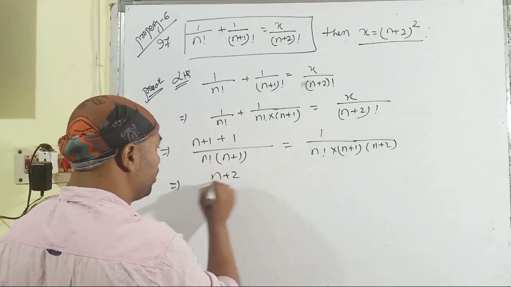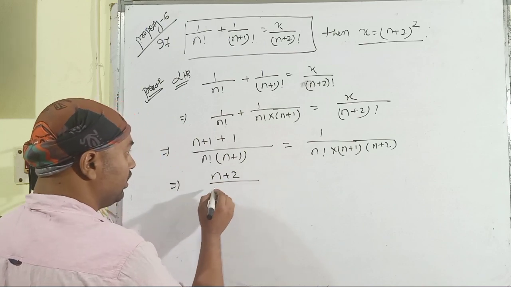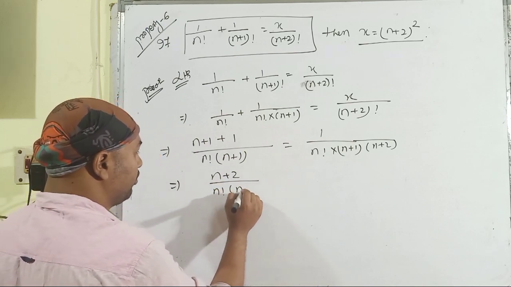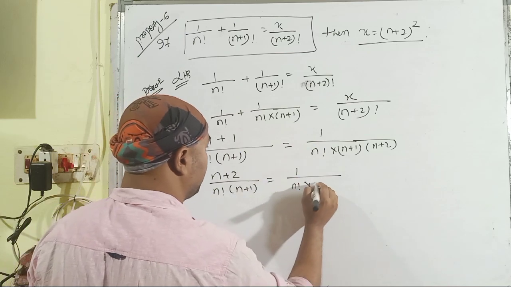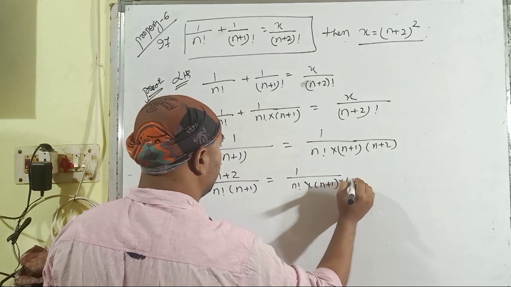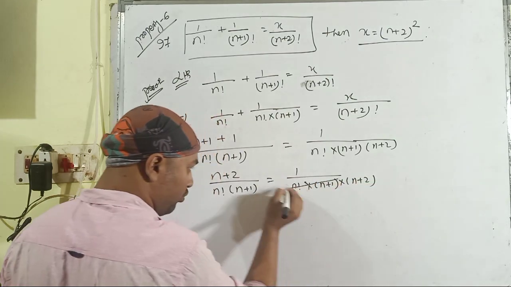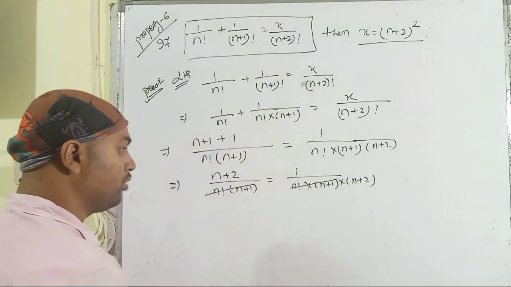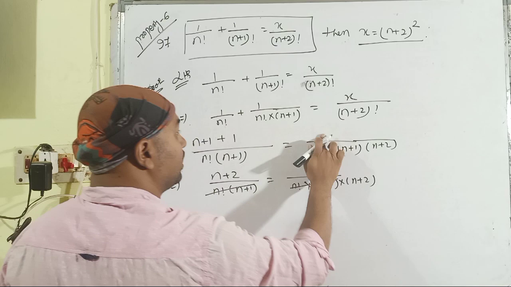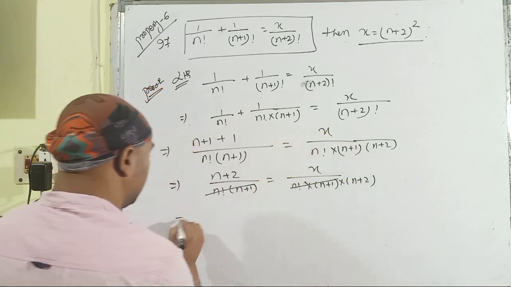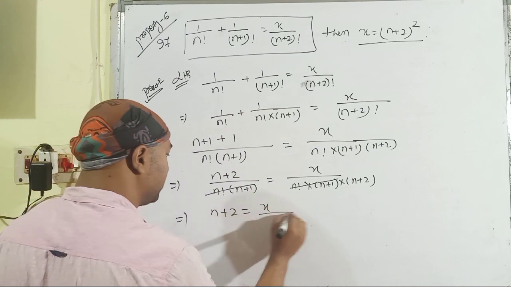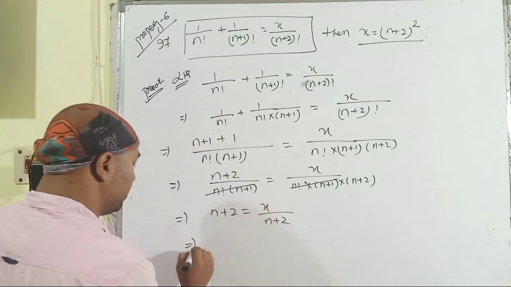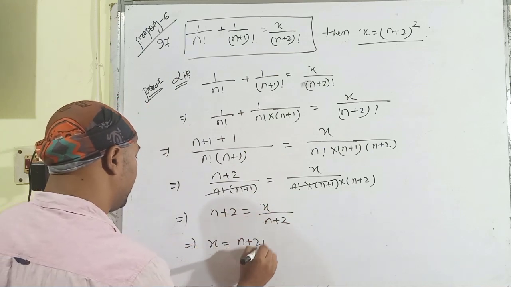So now it is n plus 2 divided by n factorial multiplied with n plus 1, and that is 1 upon n factorial multiplied with n plus 1 multiplied with n plus 2. Cancelling the common parts from both of the denominators, it is x here. Hence the value of x will be, n plus 2 is equal to x divided by n plus 2. That means x is equal to the square of n plus 2.